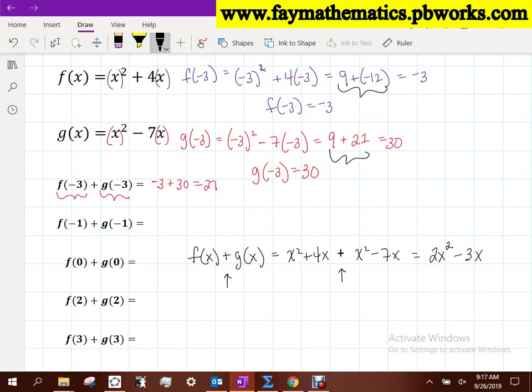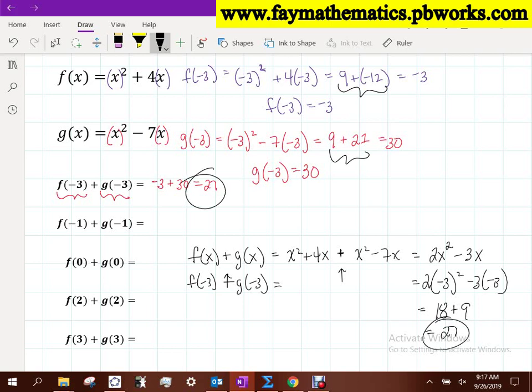Is that okay? Okay, now here's the reason I want to do this. If this is going to be f of negative 3 plus g of negative 3, well, doesn't it make sense to come down here and say, okay, 2 times negative 3 squared minus 3 times negative 3? And there you substitute how many times? Just twice, right? Okay. Negative 3 squared, 9 times 2, 18, right? Negative 3 times negative 3, positive 9, what's that give me? The same 27 that we got that way, right?